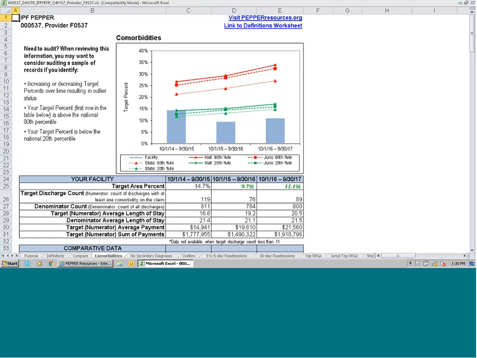I will mention, I think I already mentioned, so these 3 trend lines here are the 20th percentile for our 3 comparison groups. The solid green line is the 20th percentile for nation. The dashed line is the 20th percentile for jurisdiction. And the dotted line is the 20th percentile for state. Now, on the other hand, we also include these 3 red trend lines, which represent the 80th percentile for nation, jurisdiction, and state.